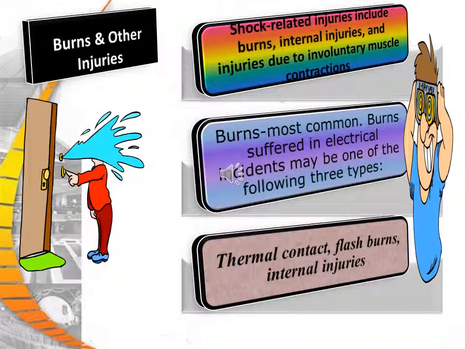Shock-related injuries include burns, internal injuries, and injuries due to involuntary muscle contractions. Burns are usually the most common. Burns are suffered in electrical incidents with one of three types: thermal contact, flash burns, and internal injuries.